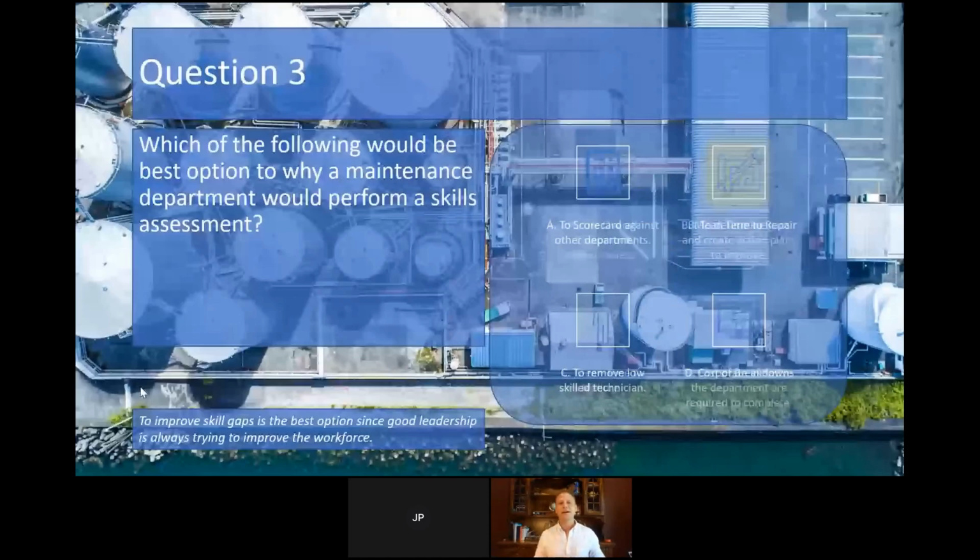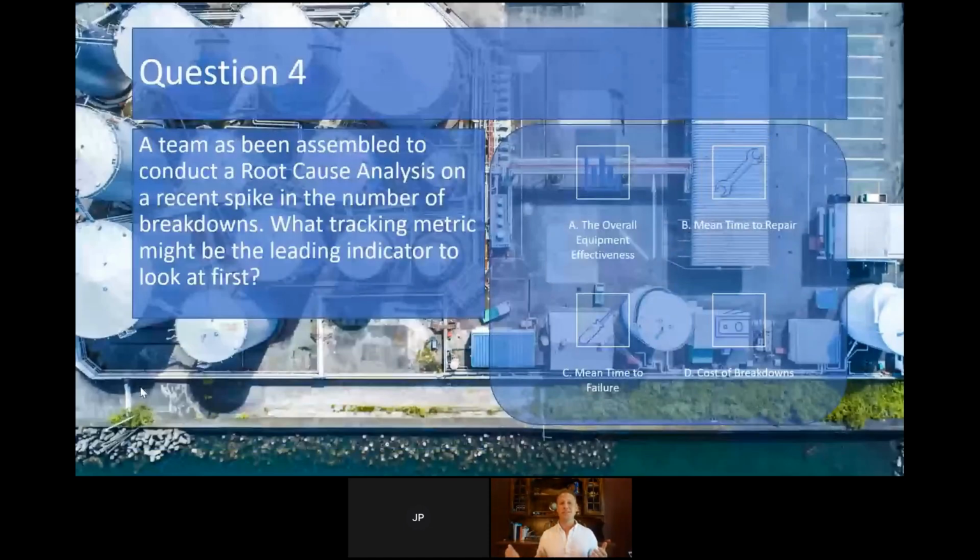Question 4. A team has been assembled to conduct a root cause analysis on a recent spike in the number of breakdowns. What tracking metric might be a leading indicator to first look at? Is it A, the overall equipment effectiveness, the OEE? Is it B, the mean time to repair? C, the mean time to failure? Or is it D, the cost of breakdown? We'll start the timer at 30 seconds.